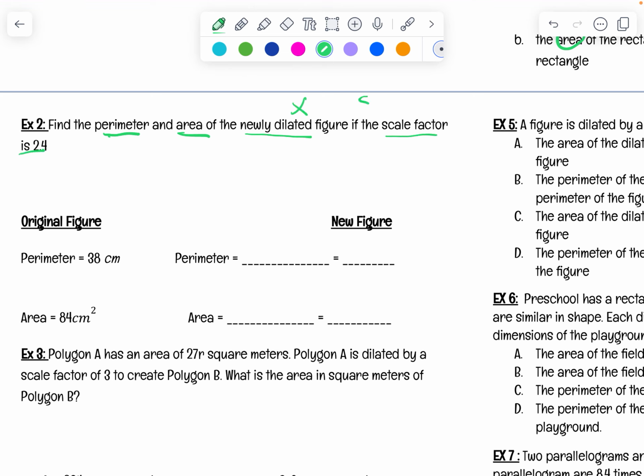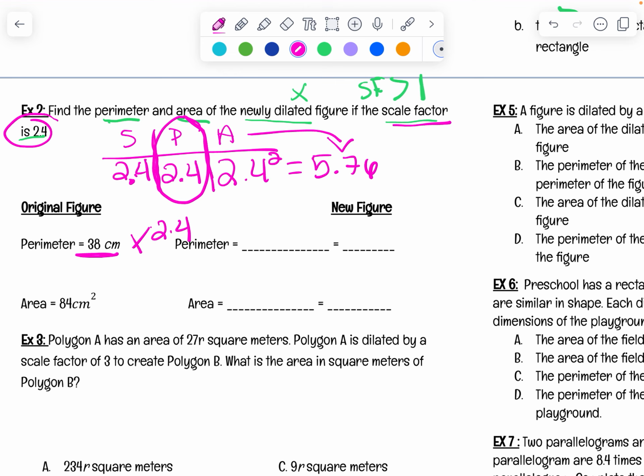So we can just put that in our Desmos. And I'm going to put 2.4 squared. And so my area is going to change by 5.76 bigger. So the area will change 5.76, I'm sorry. All right, so they gave us the perimeter. So I'm going to do the same thing I did on the first example. I'm going to multiply that by the perimeter, which is 2.4. And then for my area, it's going to get 5.76 times bigger. So I'm going to multiply by 5.76.